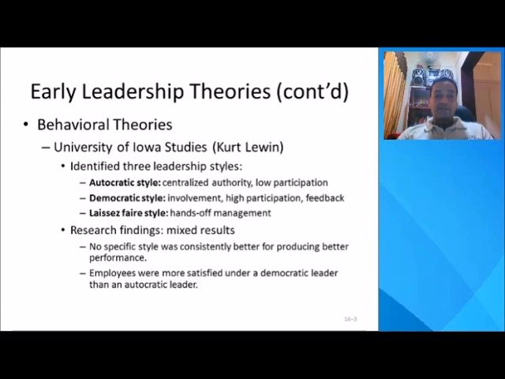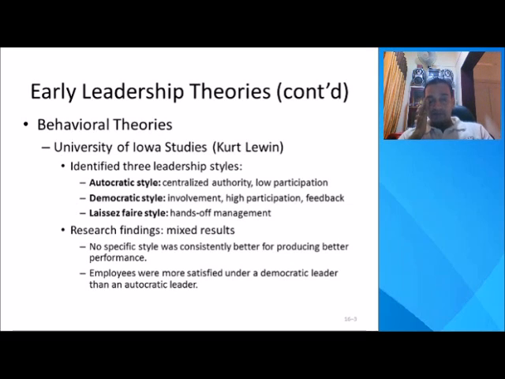The third style is called the laissez-faire style, which is essentially a hands-off management, where the leader gives the entire task to the followers and adopts a hands-off style.